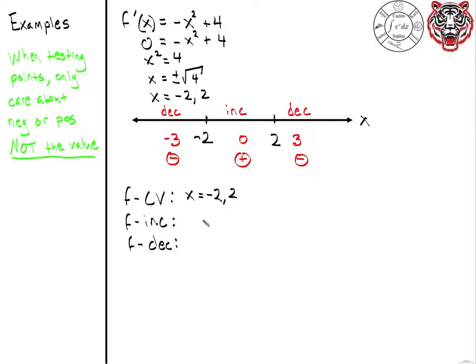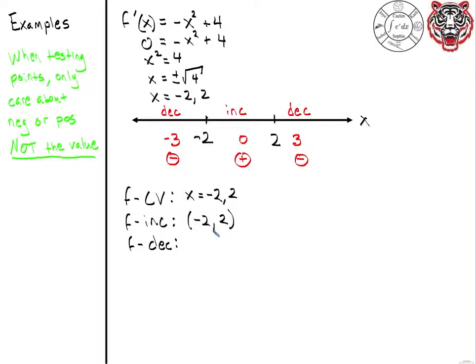Where is it increasing? Between negative 2 and 2. Is it including negative 2 and 2 or not including? All right, so negative 2 to 2, not including them, so parentheses and not square brackets.